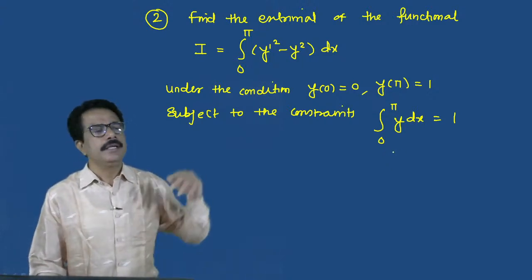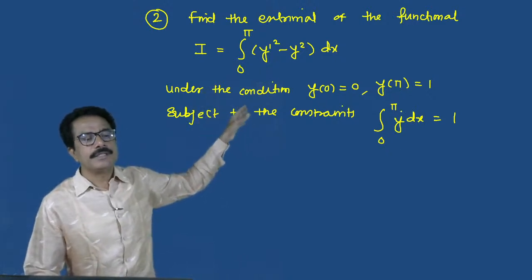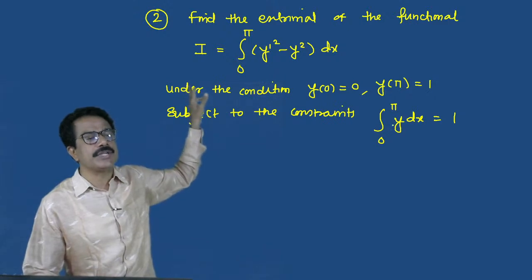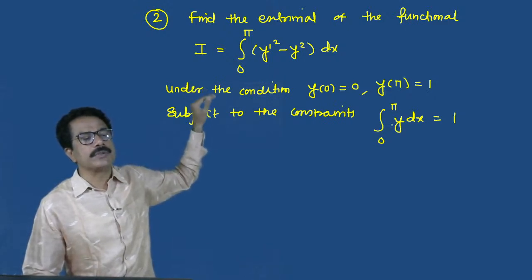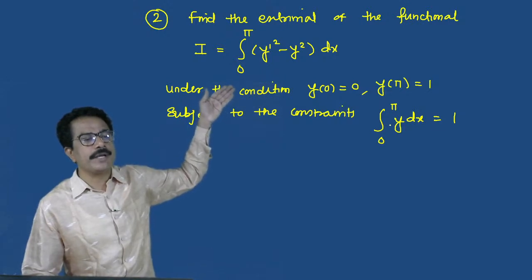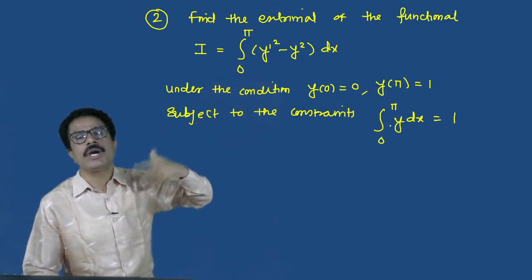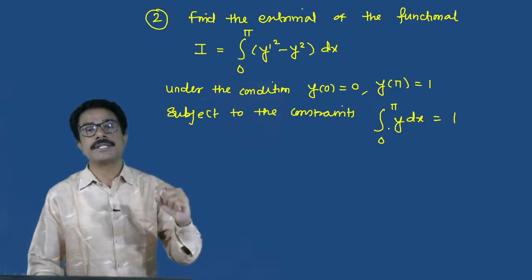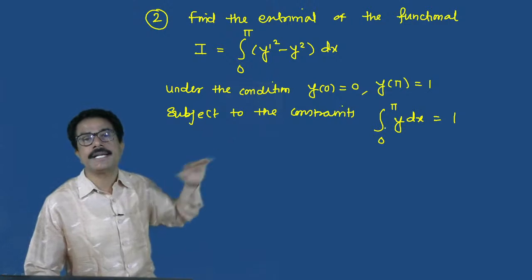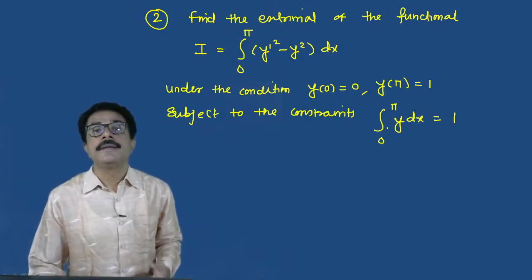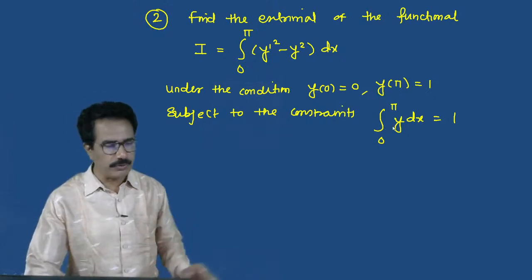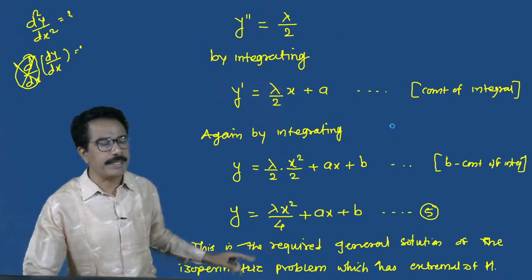Actually, we have been given this constraint, the integral from 0 to pi of y dx, and this is the functional I is equal to the integral from 0 to pi of y dash square minus y square dx. Then we have to find the extremal of the functional under this constraint. That means we have to use the method of isoperimetric problems.